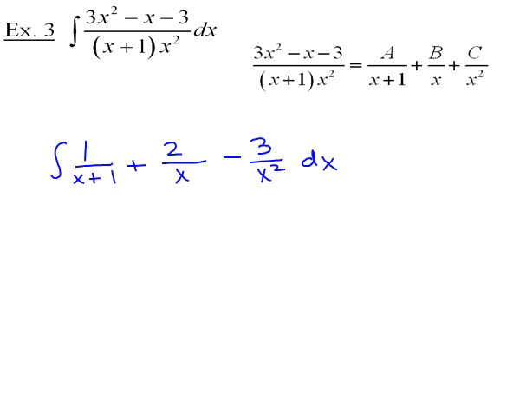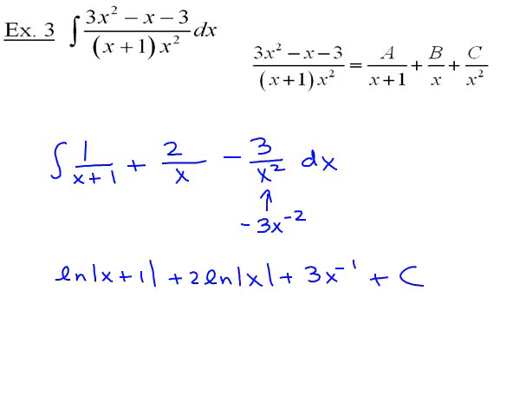We just found that A equals 1, B equals 2, and C equals negative 3. To integrate the 3 over x squared, I would think of that as 3x to the negative 2. So integrating gives me the natural log of x plus 1 plus 2 times natural log of x plus 3x to the negative 1 plus C.